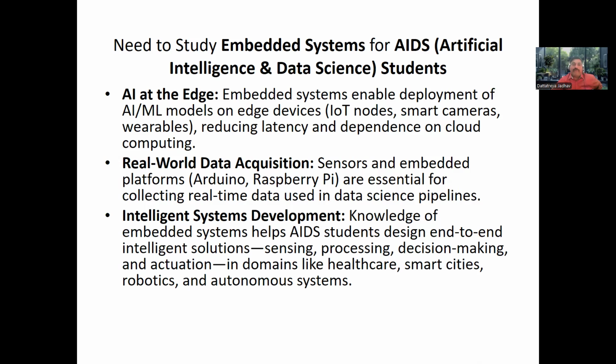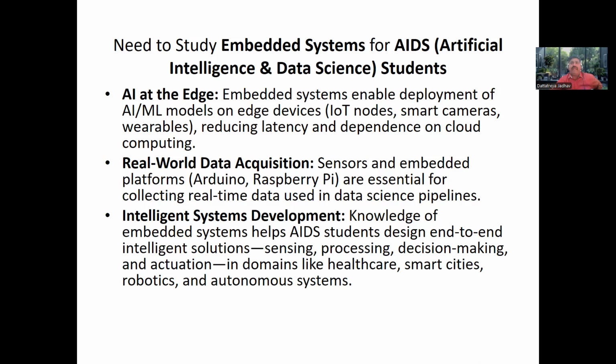The knowledge of embedded systems helps AIDS students to design an end-to-end system. So they are capable, from the starting design phase to the development stage, and all concepts will be clear with the help of that system. So the student can design an end-to-end system. The intelligent solution may consider sensing, processing, decision making, and action taking in domains like healthcare, smart cities, robotics, and automation.